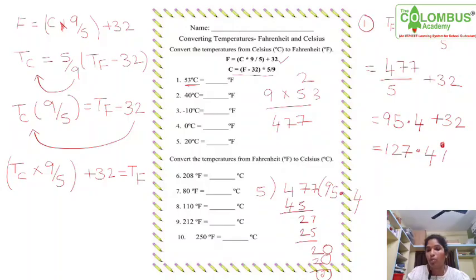53 degrees Celsius is equal to 127.4 degrees Fahrenheit. Right? Now similarly, try the remaining ones. The procedure is the same. Substitute and try to convert one form of the scale into the other form of the scale. I hope you understand how to convert.